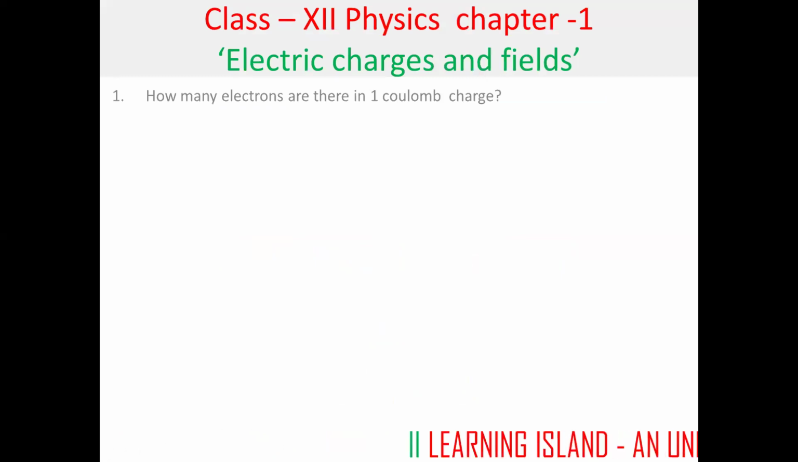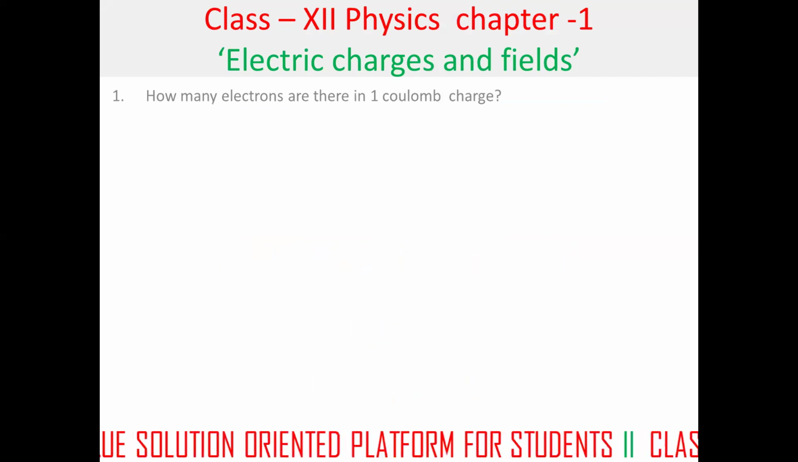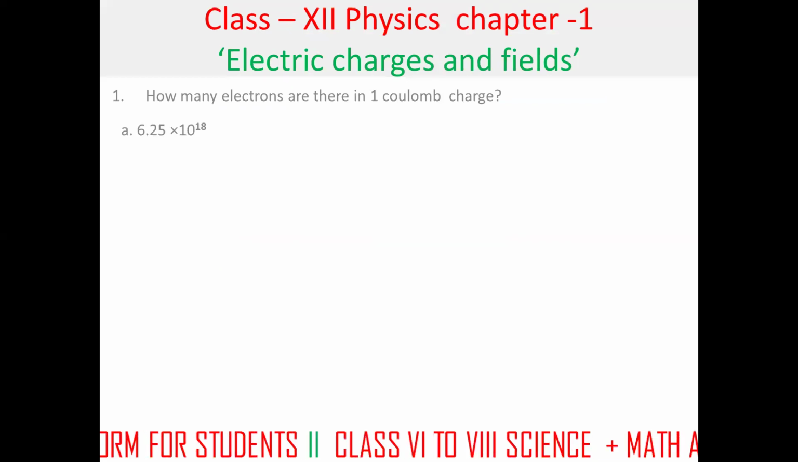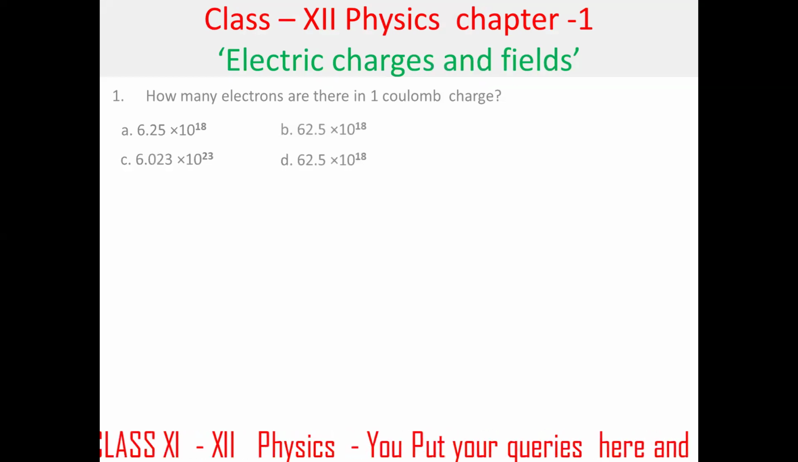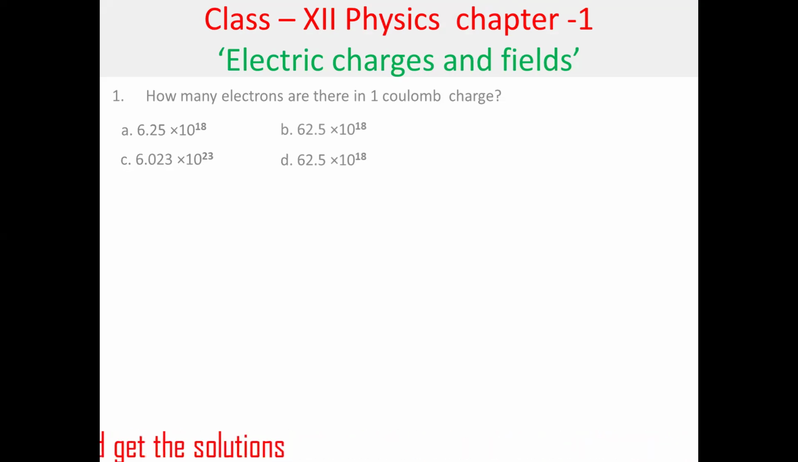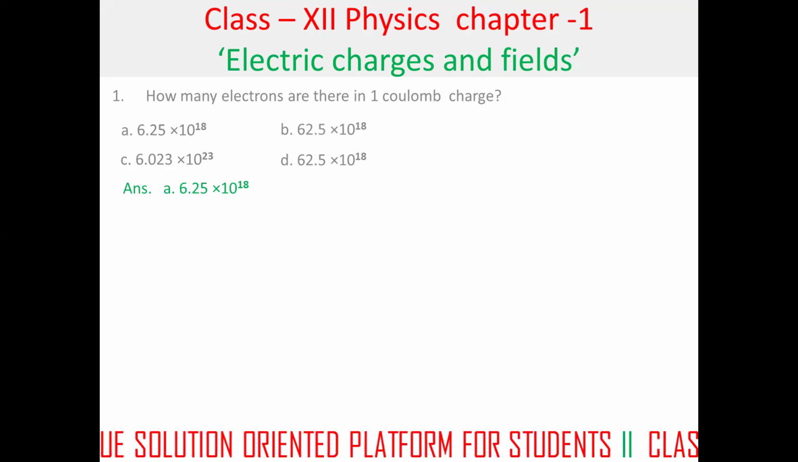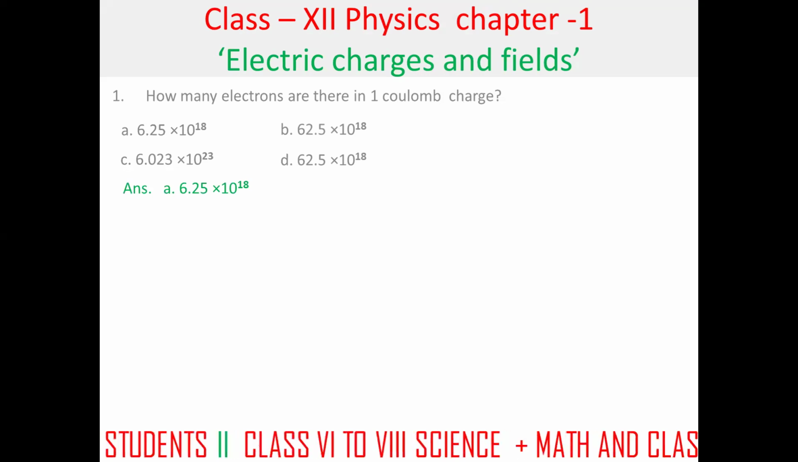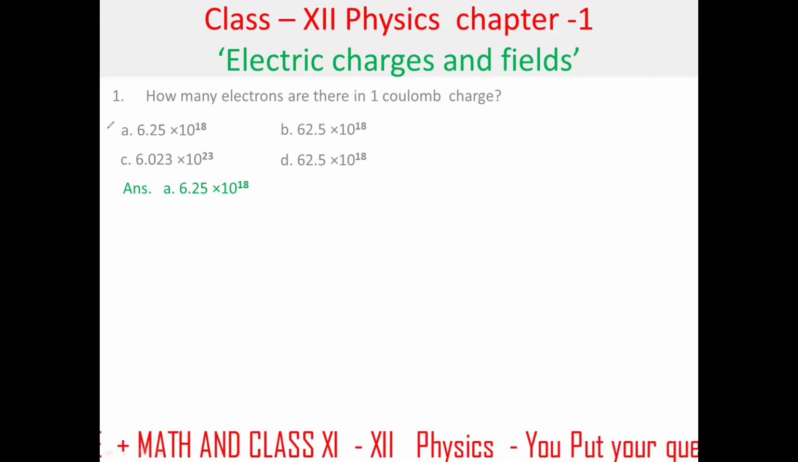The first question is, how many electrons are there in one coulomb charge? Obviously, you know all this answer. Options are here. I'm not going to the options because it will take lots of time. So to make the video short, I'm not going to these options. So here the answer would be 6.25 into 10 to the power 18 electrons. So how? To understand all those, we may go through like this.